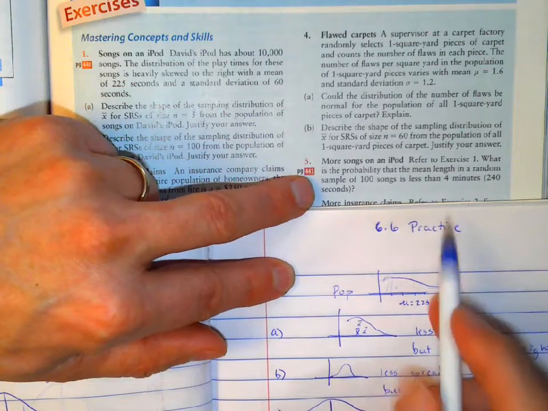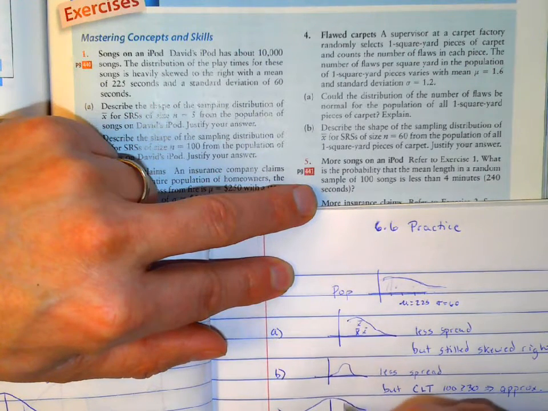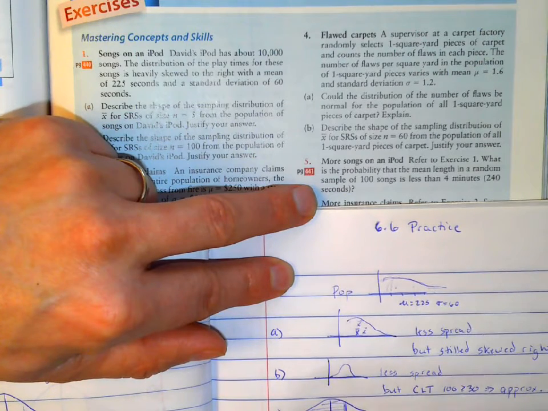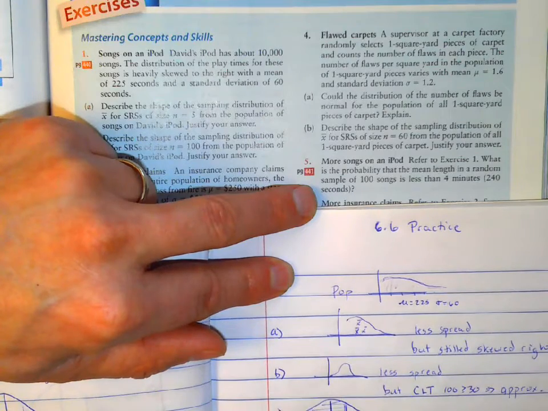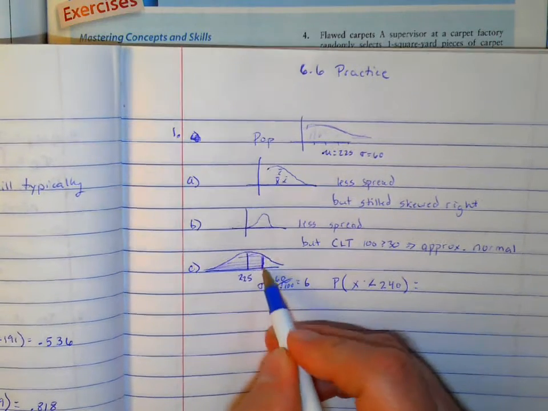Okay, I want to know if the mean is less than 4 minutes, or 240 seconds. So 240, I'd say, is about here. So I want this probability right here. Probability that my X bar is less than 240 seconds. Here's 240 seconds. Probability is less than that.